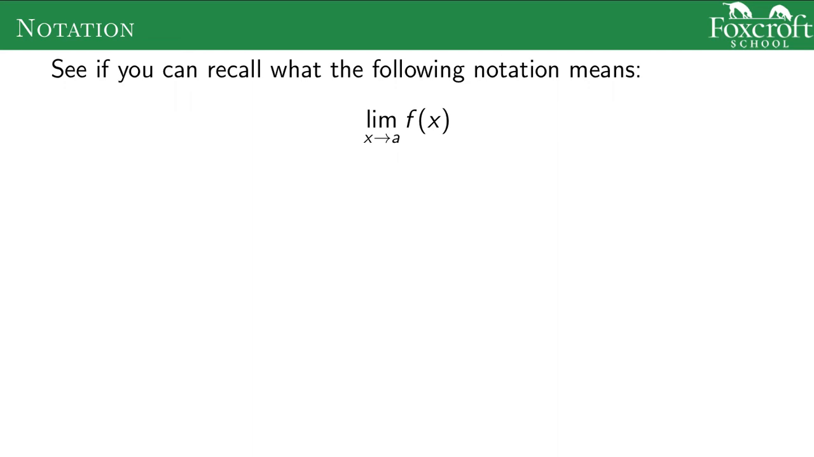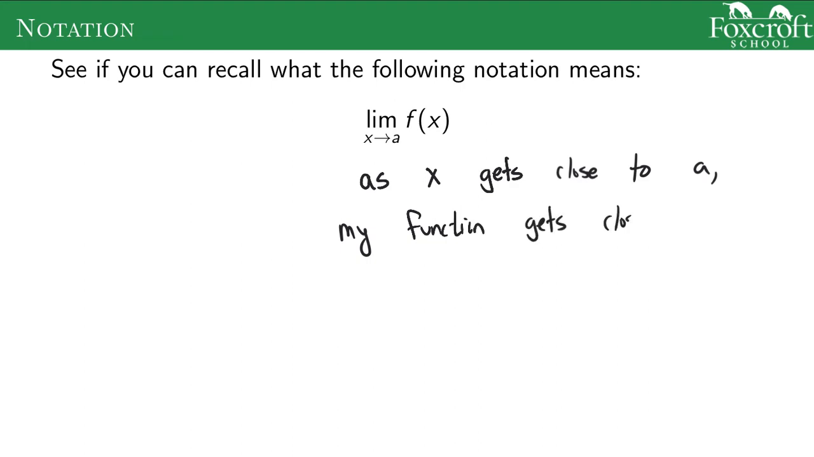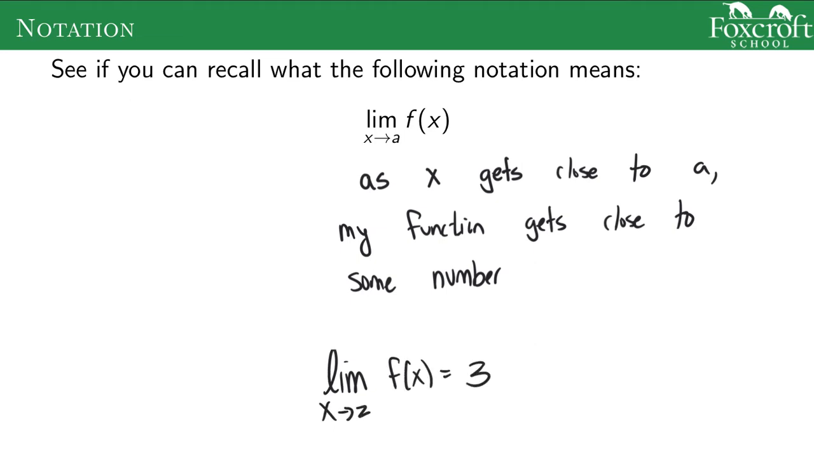And the answer is as x gets close to a, my function, which in this case is f of x, gets close to some number. Right. So if we had like the limit as x approaches 2 of f of x equals 3, that means as my x values are getting closer and closer to 2, my y values are getting closer and closer to 3. All right, so my function could look something like this, because as my x values get close to 2, my y values get close to 3. All right, so that's what the limit notation means.